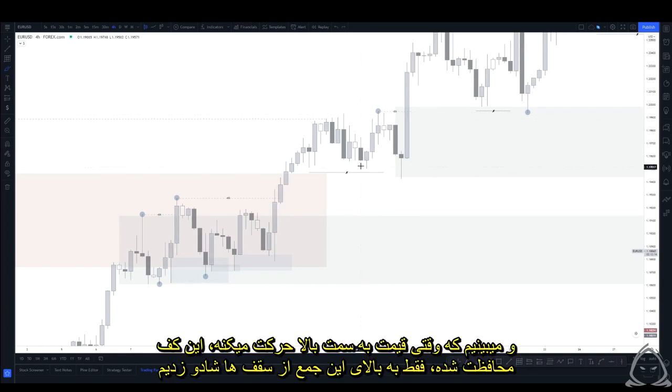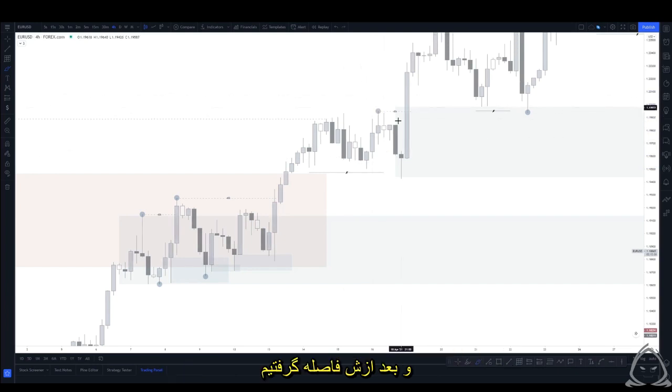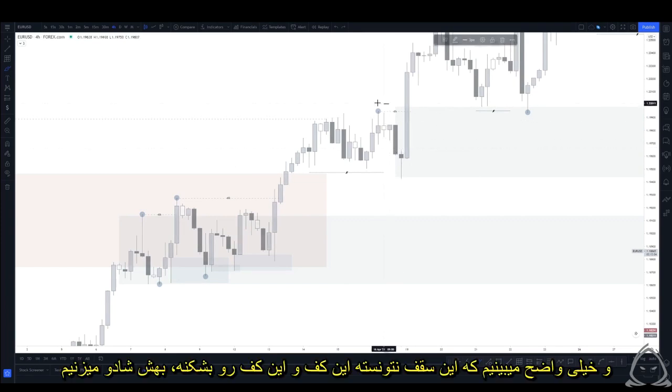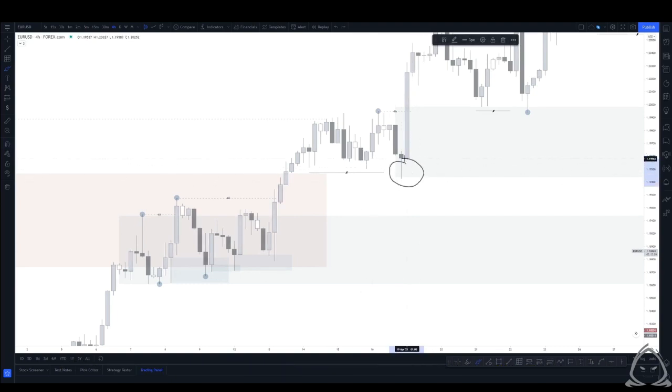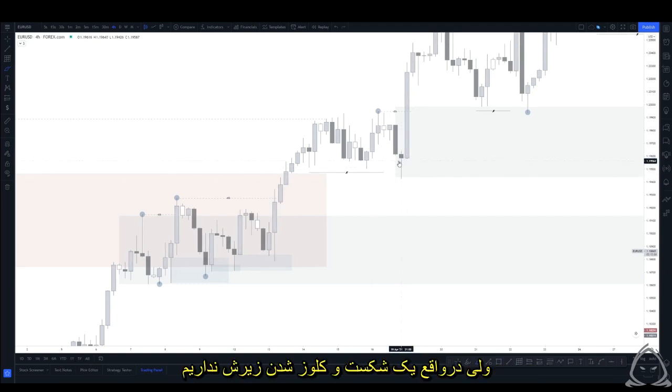And what we can see is once price does move to the upside, we've protected this low. We just wick this previous collection of highs, and then we start to pull off. And what we can see very clearly is that this high fails to take out this low, and this low we do get a wick, but we don't actually get a break and close below.